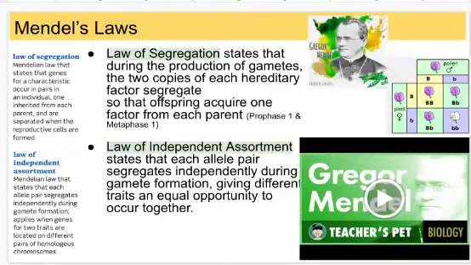Alongside that, he also arrived at the law of independent assortment, where he stated that each allele pair segregates independently during gamete formation, giving different traits an equal opportunity to occur together.